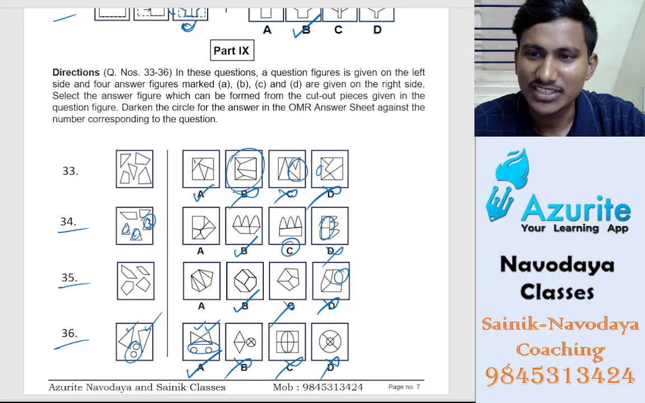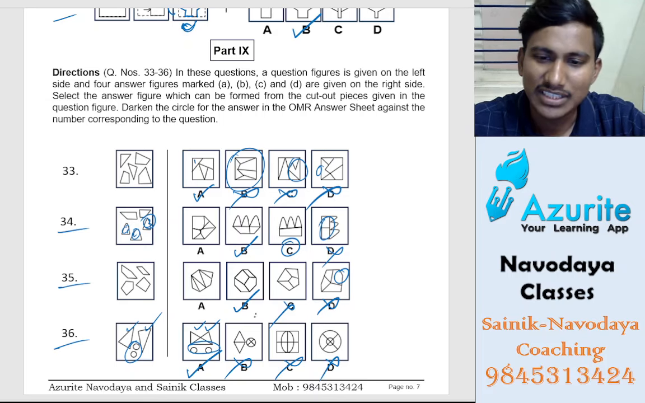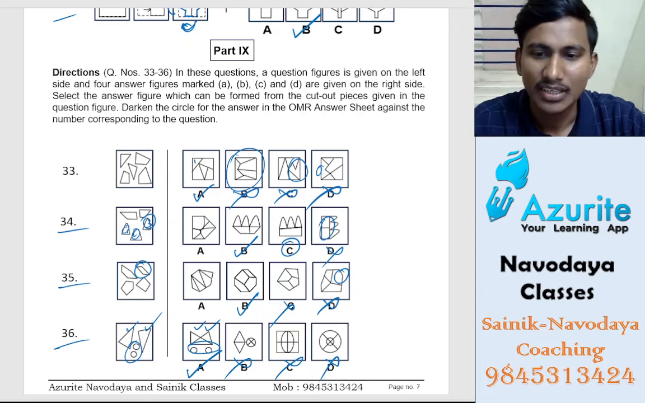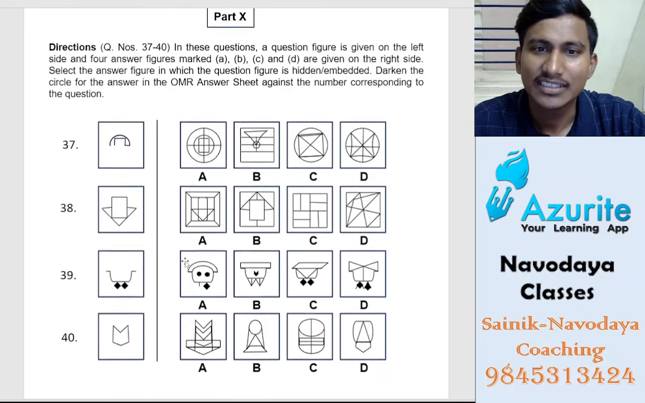So here students, you have to change the answer, that is 35's answer, right? So the 35 answer is option B, not C. Because this part is not there in C, that is why it is not the answer. So the option is B. Now let's go to the next, that is 37.